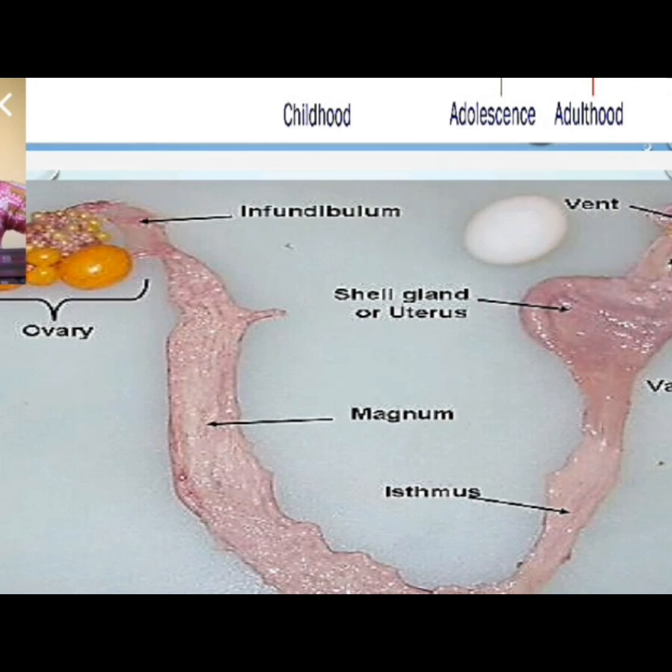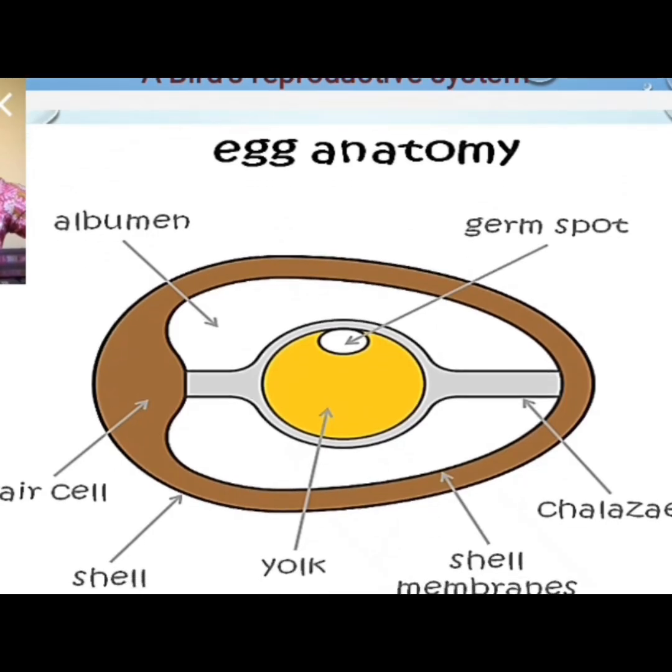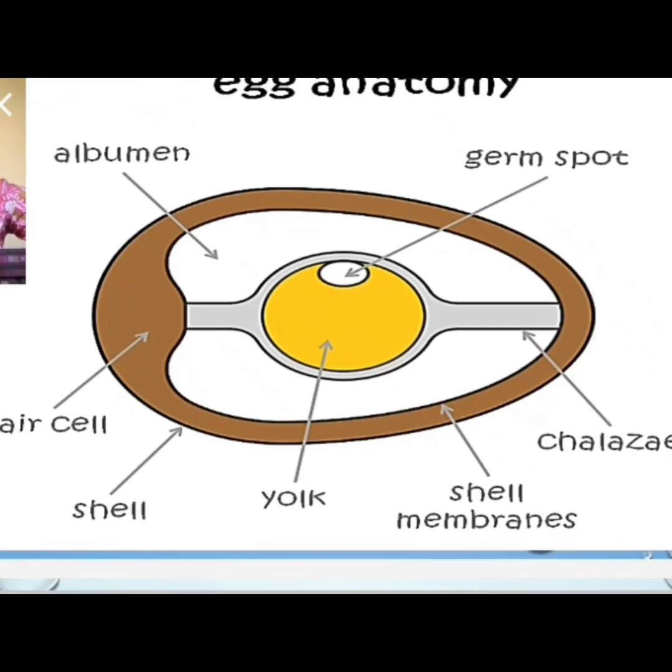So this is just showing you the reproductive system of a bird, as we are going to be looking at the life cycle of birds in this lesson. This is how an egg looks like. This is the shape of an egg. It has different parts, as you can see. So you can pause this video to look at the different parts.